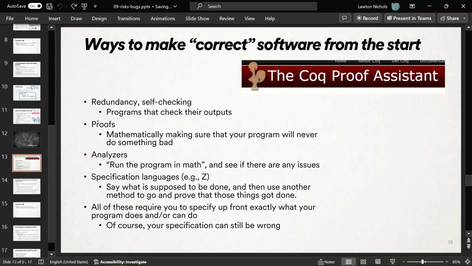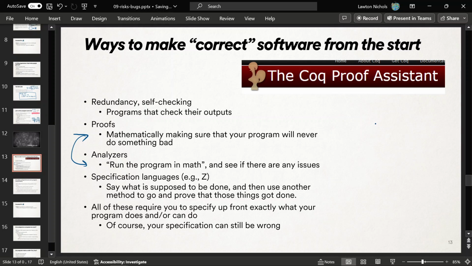There's also a concept of program analysis, which is something that I studied in grad school. It's where you specify what it means to have a program running, but you don't actually run it because you don't trust it. You run it in math. You make a mathematical specification of how your programming language works, and then you check to see if there are any problems by running that analysis. So proofs and analyzers go hand in hand. Lots of math involved there, which is kind of cool.